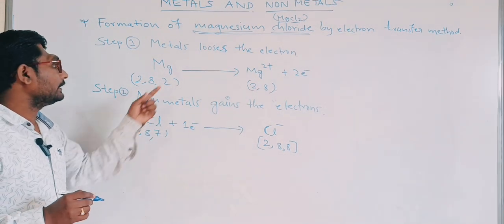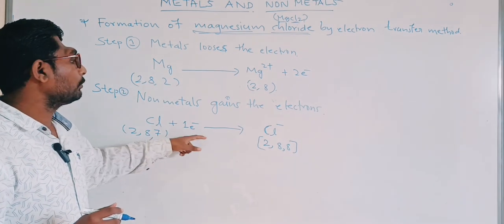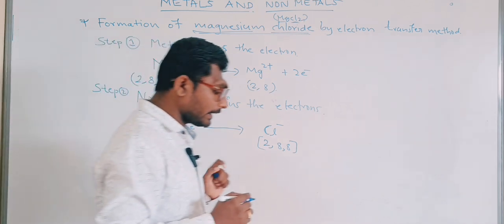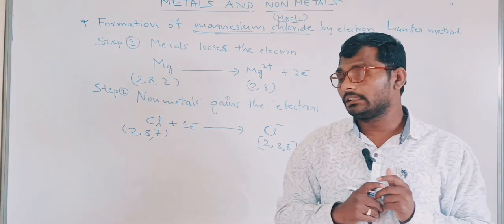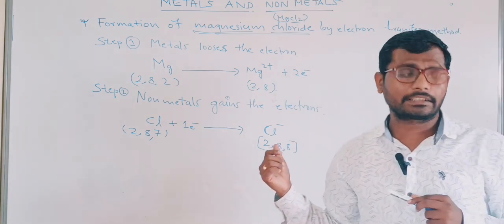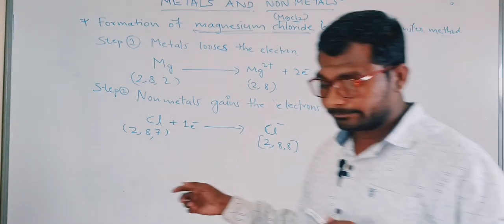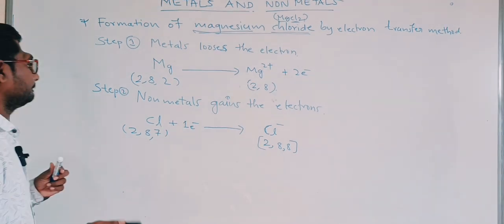Here magnesium loses 2 electrons and chlorine gains 1 electron. So, what is the third step? I will show the dot structure of the formation. Take a screenshot of this. I will write it on the next slide.